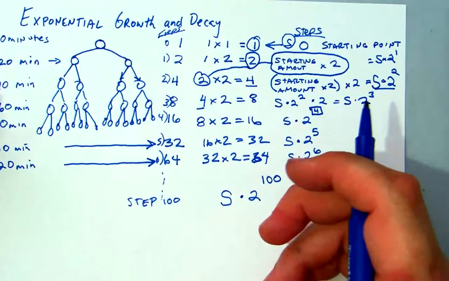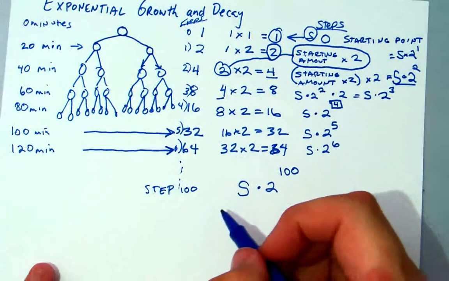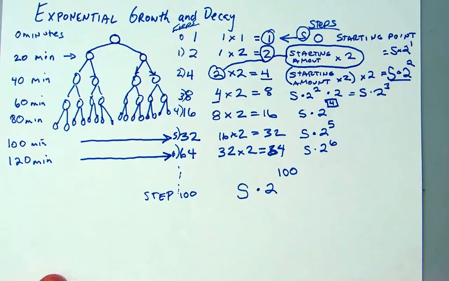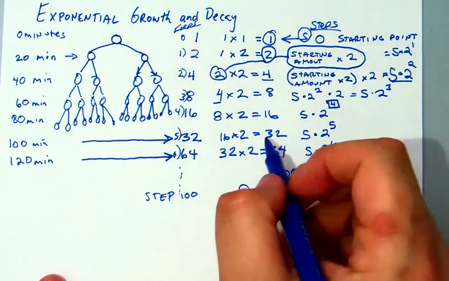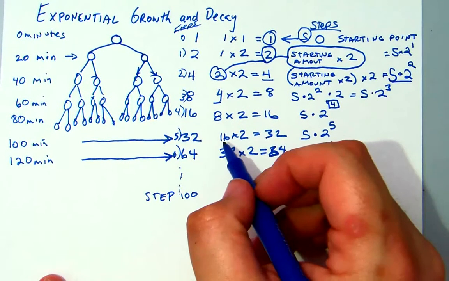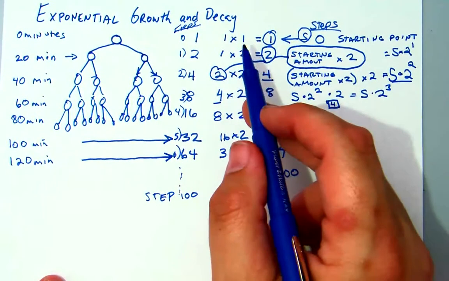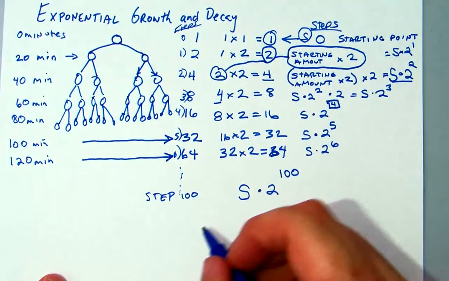And so we can start with that. Now, this is exponential growth and it's exponential decay, because we could easily have gone from 32 to 16, 16 to 8, 8 to 4, 4 to 2, 2 to 1, and from there on.